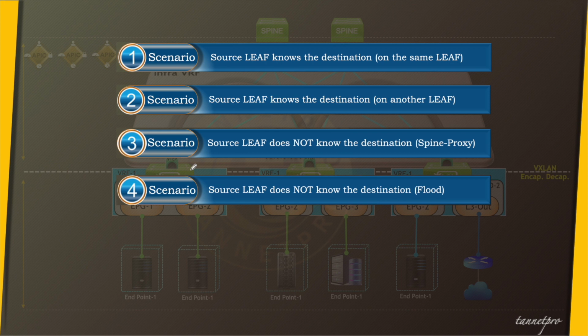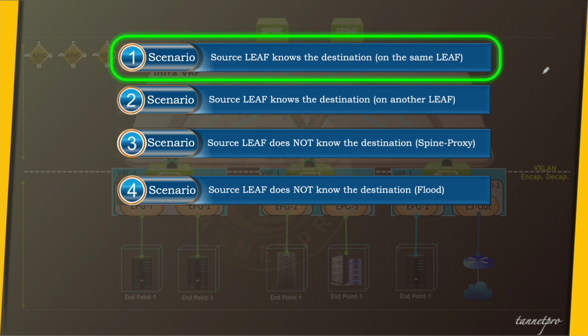All right. Today's video focus is on the first scenario. So what about the first scenario? The source leaf knows the destination on the same leaf. In that case, how does the traffic flow, or how is the traffic forwarded? So let's understand that. Let's go to scenario 1.